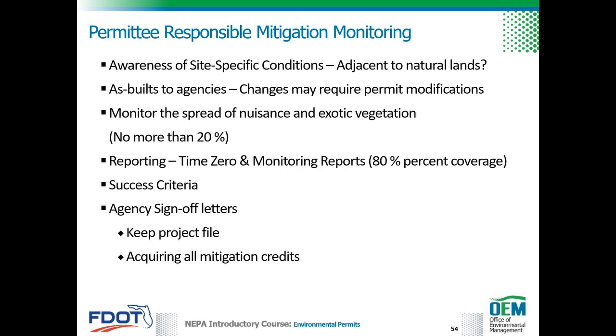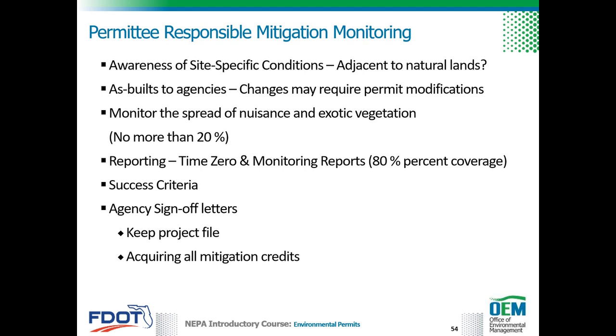To ensure the successful creation, enhancement, or restoration of wetlands, any permittee responsible mitigation sites will have permit conditions that address monitoring throughout mitigation construction and after the mitigation activities have been completed. During construction, the contractor must follow all elements of the mitigation plan as authorized by the permit. It is critical for the contractor, CEI, and FDOT to evaluate site-specific conditions observed during construction and make appropriate adjustments to ensure mitigation plan goals are met.